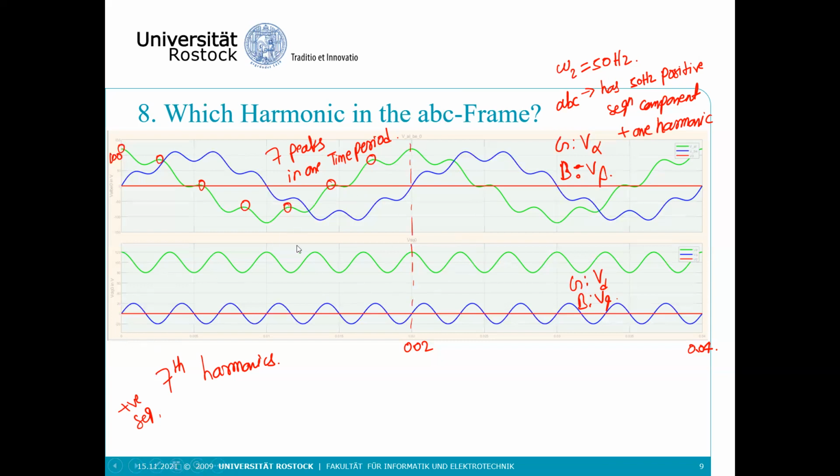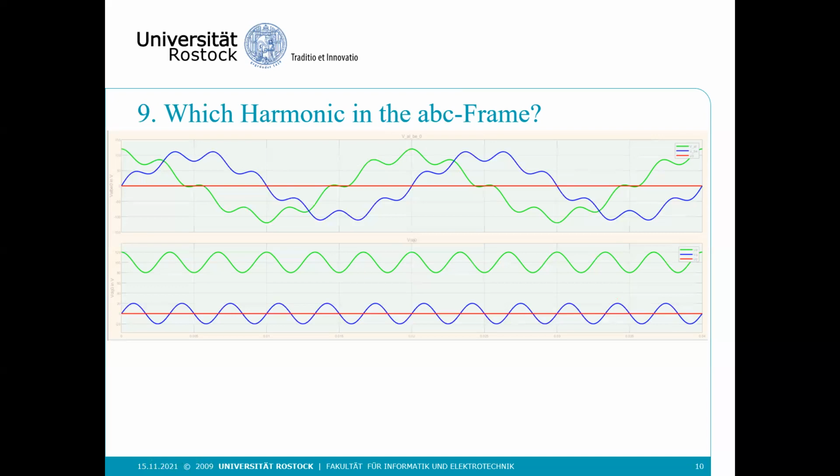But in the DQ frame, you have to think in a relative way, because there you do the park transformation, and then there is a frequency shift also. Which harmonics in ABC? Is this the same graph? Oh, my mistake. I have two graphs the same way. So it's the same graph.